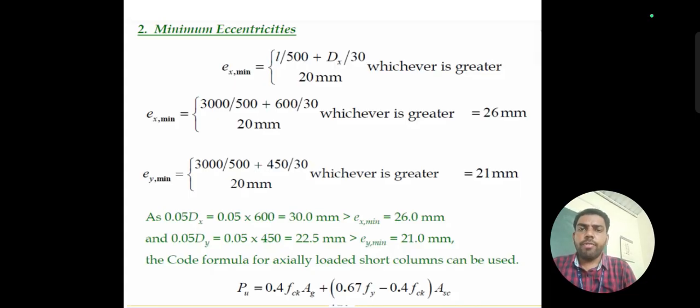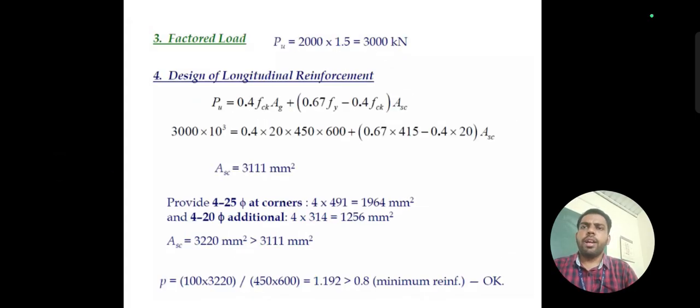After that, you have to find out the area of steel required in this particular column. By using this formula, you find the area of steel in compression: Pu equals 0.4 fck Ag plus (0.67 fy minus 0.4 fck) Asc. Pu means the factored load. In the problem, we are given the working load, multiplied by 1.5 we get the ultimate load. Then we substitute all the values and find the area of reinforcement, which comes to 3,311.